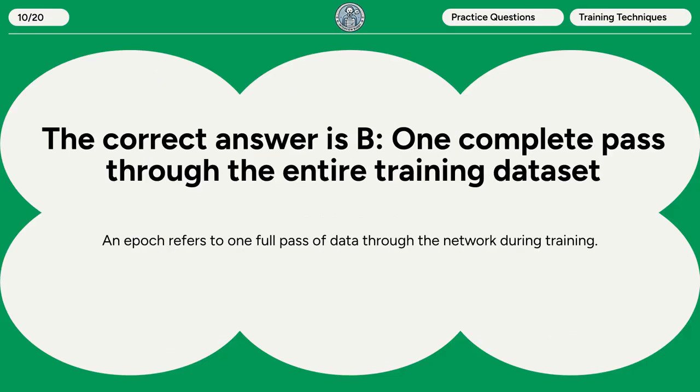The correct answer is B. One complete pass through the entire training dataset. An epoch refers to one full pass of data through the network during training.